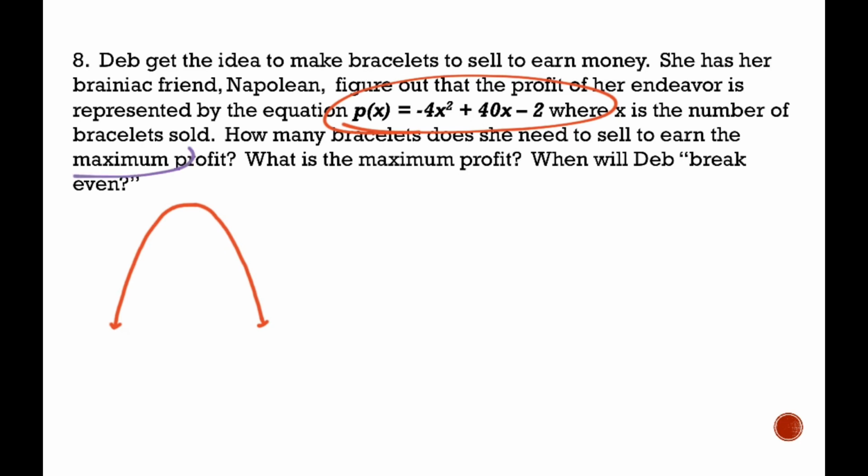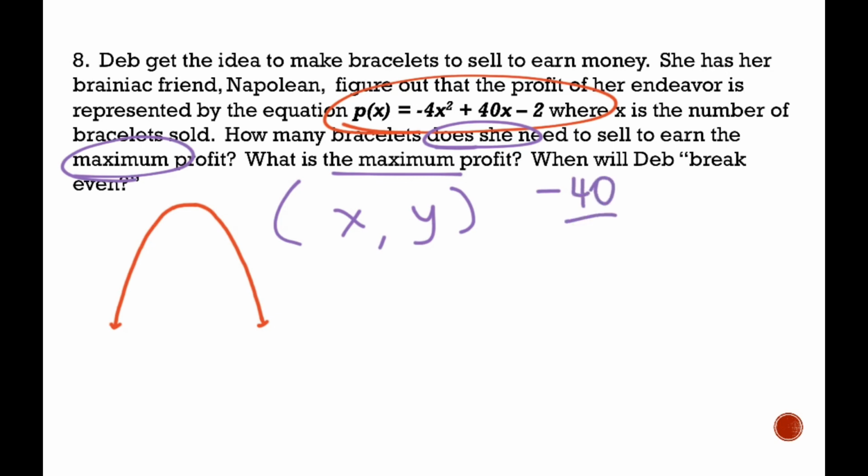So since we're talking about maximum, we're talking about the vertex. And then it says, what is the maximum profit? So the what is part, that's the Y value. And how many does she need to sell? That's the X value of the vertex. So I just need to find the vertex. So the negative B over 2A. And so that's negative 40 over negative 8, which is 5. And so 5 is the number of bracelets that she'll need to sell to make the maximum amount of money.